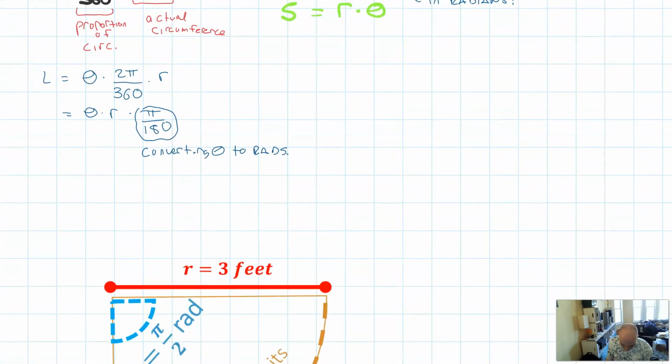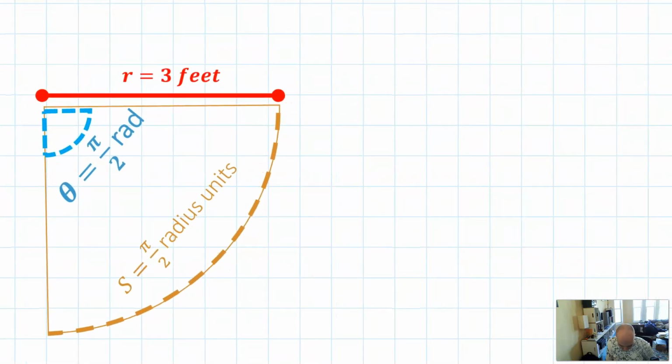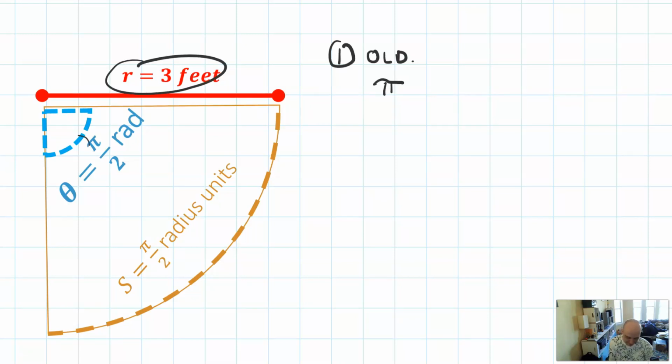So I want to do a radian proportion problem, and we'll do it in 2 ways. First, I'll do it the old way. So I need the proportion of the circle. If the radius is 3 feet and the angle is pi over 2, I'm looking for the length of the arc.